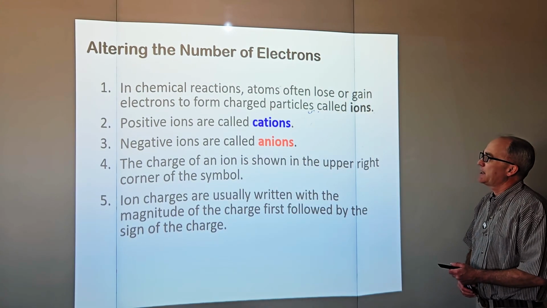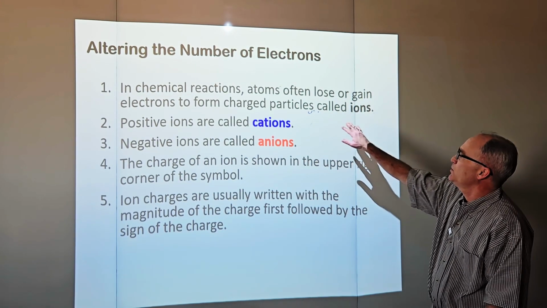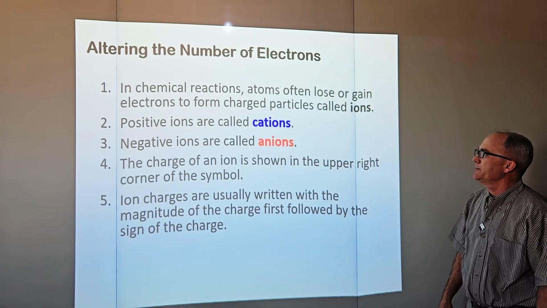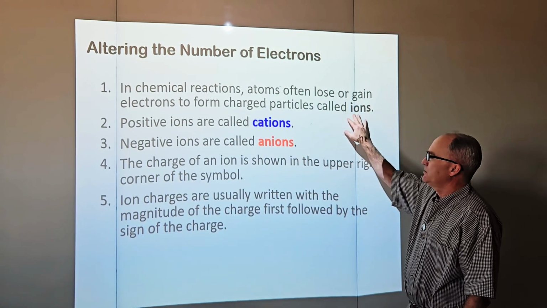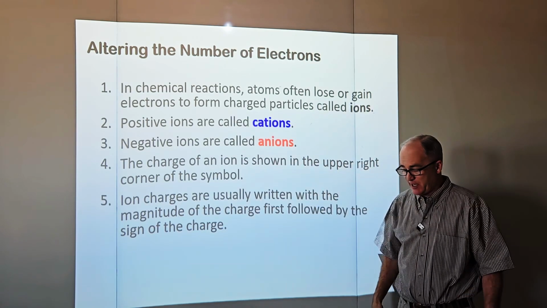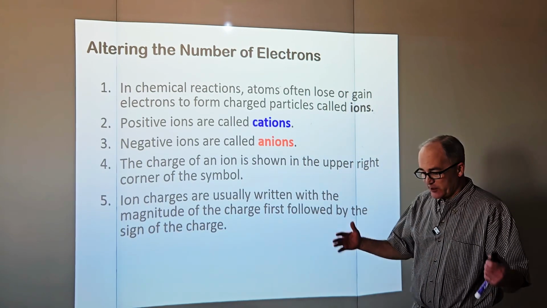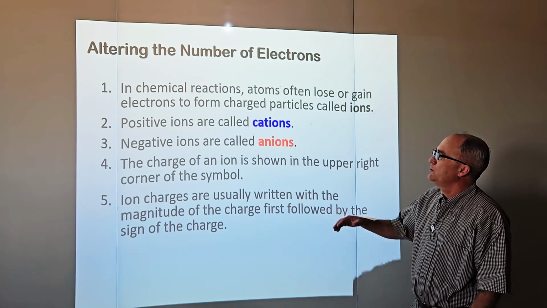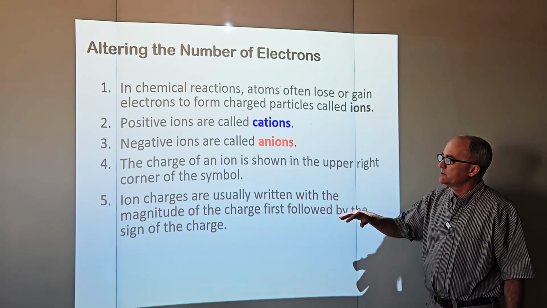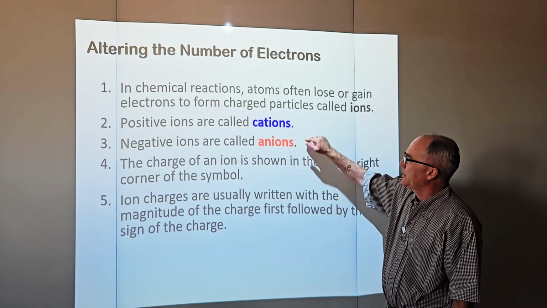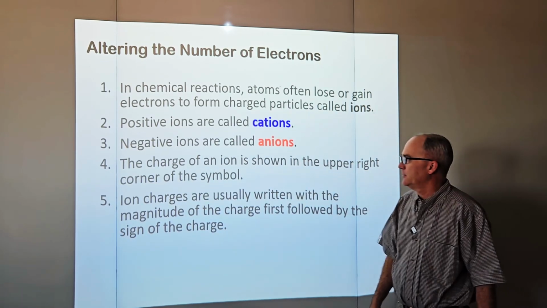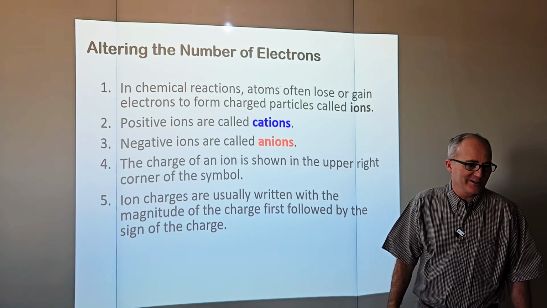In chemical reactions, atoms often lose or gain electrons to form charged particles called ions. We also want to understand ions because we can have ions from various sources like salts and solutions, and we can form new ionic substances. Positive ions are called cations. Negative ions are called anions. Hear that Freudian slip?